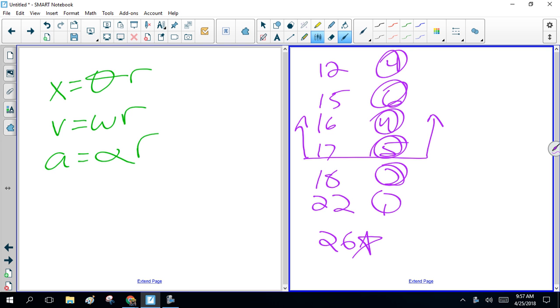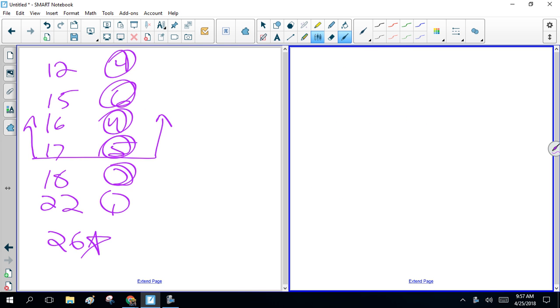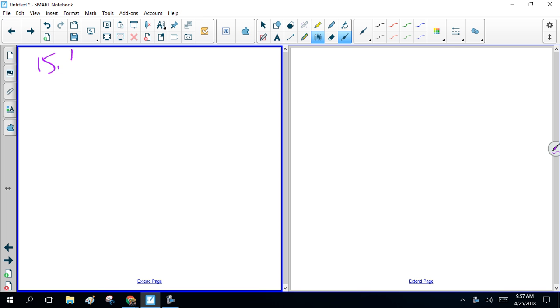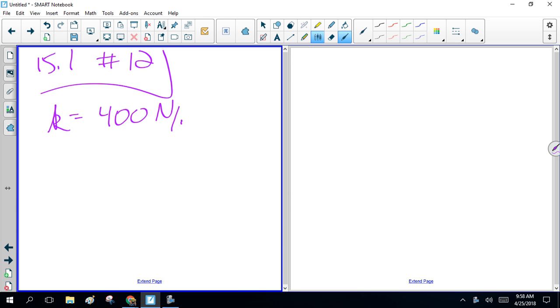Problem 12 from 15.1 says an oscillator consists of a block attached to a spring, and it gives us the spring constant. It tells us that it's 400 newtons per meter.